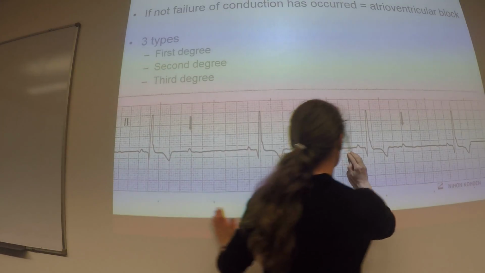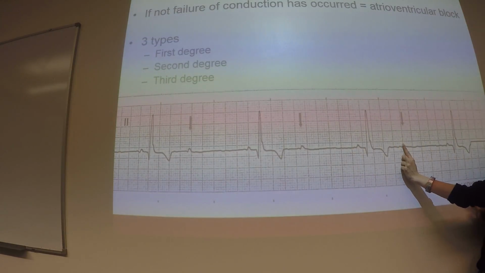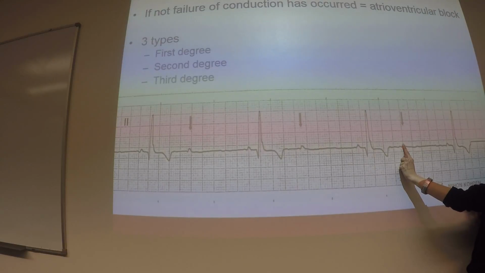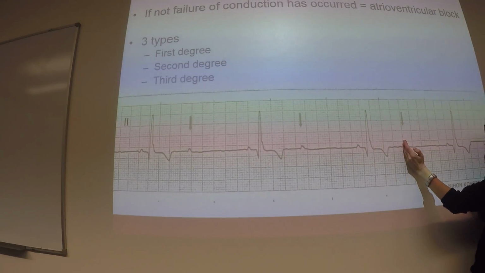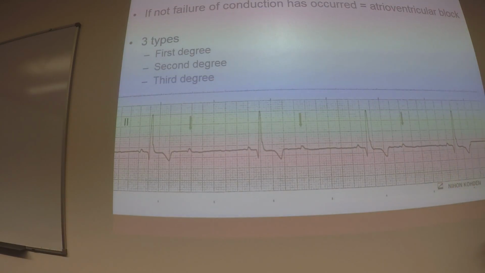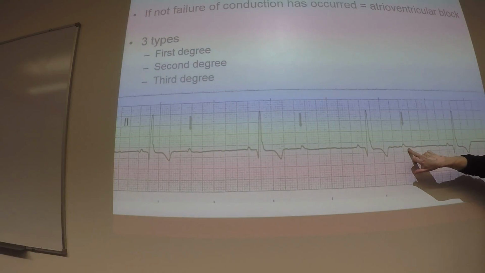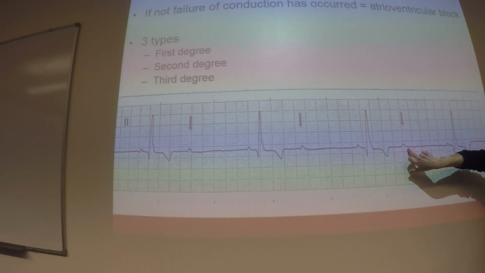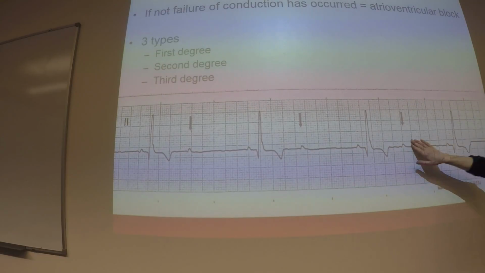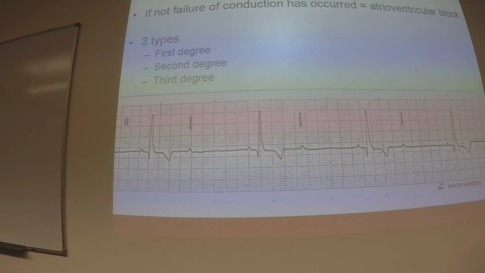P, nothing. So what you have in here is a P, the atria contracted, but the AV node did not pass it down to the ventricles. Something is wrong with the AV node that led to a block. So that is called AV block. Block at the level of the AV node. Yeah? The block at the AV node can be at three levels, three degrees. First degree AV block, second degree AV block, third degree AV block.